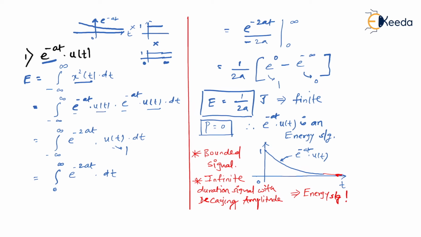So for an energy signal, we got two important observations. I'm sure you are noting this down. First, if it is a bounded signal and also has a finite duration, it is an energy signal. Second, if it is a bounded signal along with infinite duration with decaying amplitude, it is 100% an energy signal. So for e to the power minus at dot u of t, you really don't have to go through the full procedure. Just draw it graphically and identify whether it is energy or power. For every energy signal, power is always 0. Let's move to the next problem.